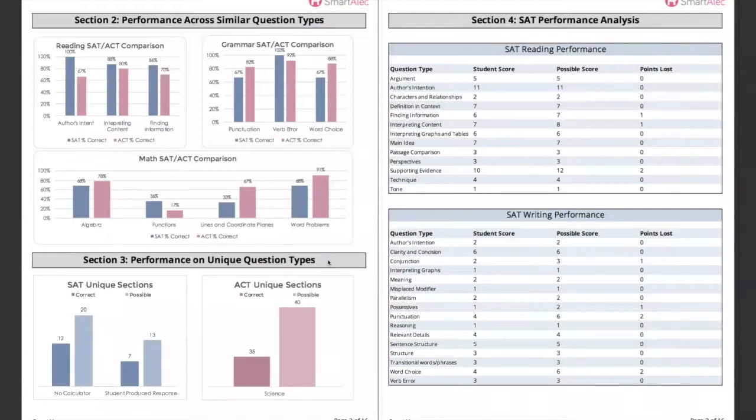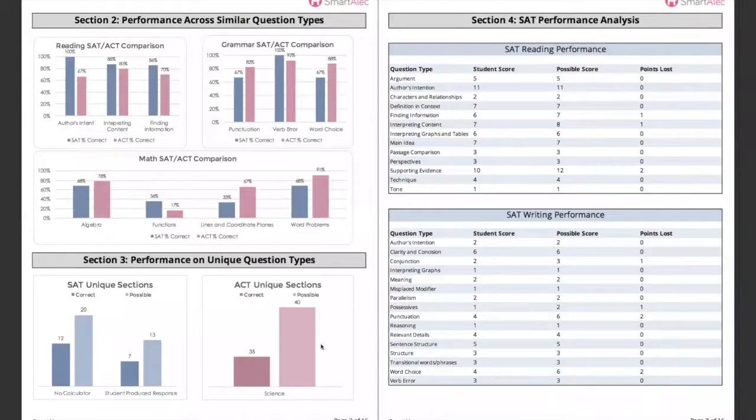Now, section 3 is the performance on unique question types. So what that gives you an opportunity to look at is how do they do on certain question types that are simply not on one exam or the other. So for instance, how did they do on the no calculator question types, or the student produced response question types on the SAT in the math section. So you can see that they did okay, but again, math wasn't their strong suit, but they got only about half right in both these categories. So they didn't perform particularly well in the areas that are unique to the SAT.